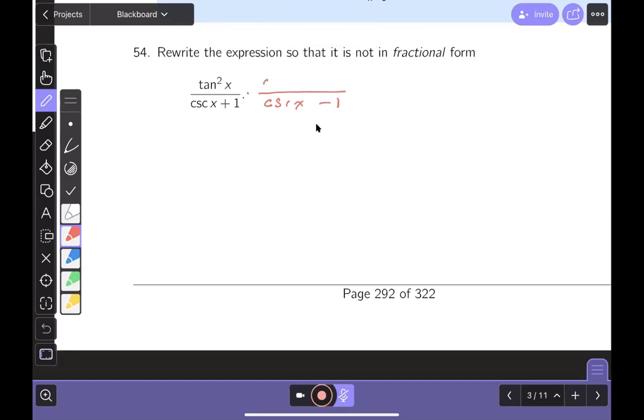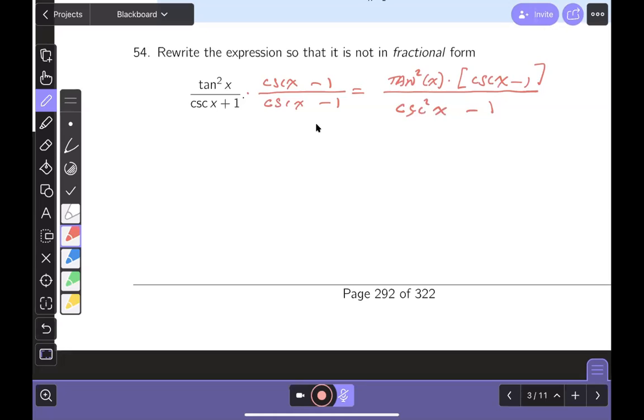Minus 1. I'm going to multiply the top by cosecant x minus 1. My goal really is to multiply the bottom now, not the top. And the top is going to be tangent squared x times cosecant x minus 1. And the bottom side, because of the conjugate, what do you get? Cosecant squared x minus 1, which is a Pythagorean identity.